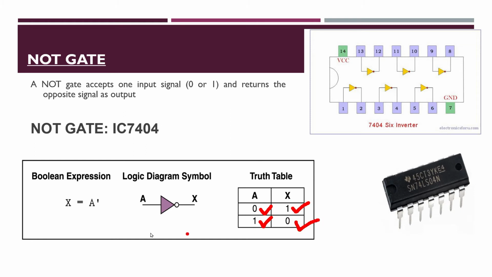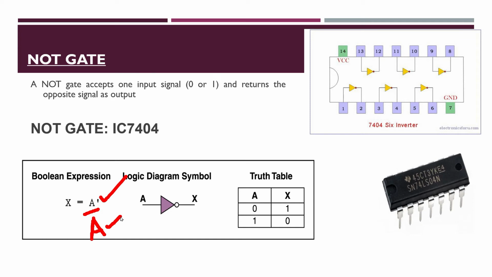So this is the symbol for your NOT gate. There is a bubble at the end of the triangular symbol. This is going to be the logic diagram for the NOT gate, and the IC number is IC 7404, and the Boolean expression is X is equal to A bar, or A complement. Both A complement and A bar are the same.